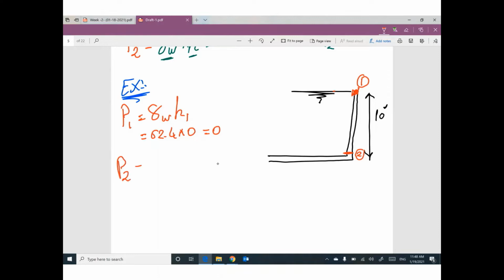Pressure at point number 2 is gamma water times H2. Gamma water is 62.4. What is the height between point number 2 and the water surface? Do you have height in between? Yes, we have 10. Your pressure will be 624 pounds per square foot. This value will be perpendicular to this surface.